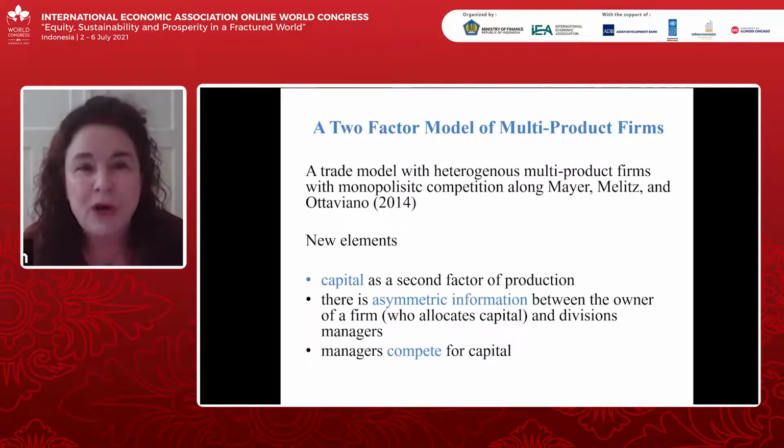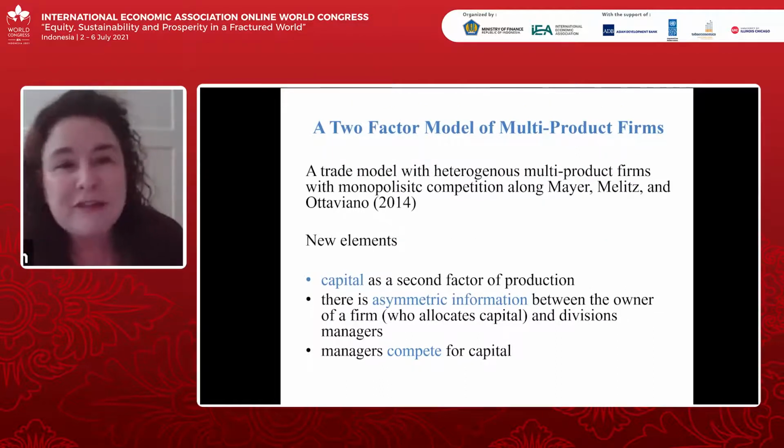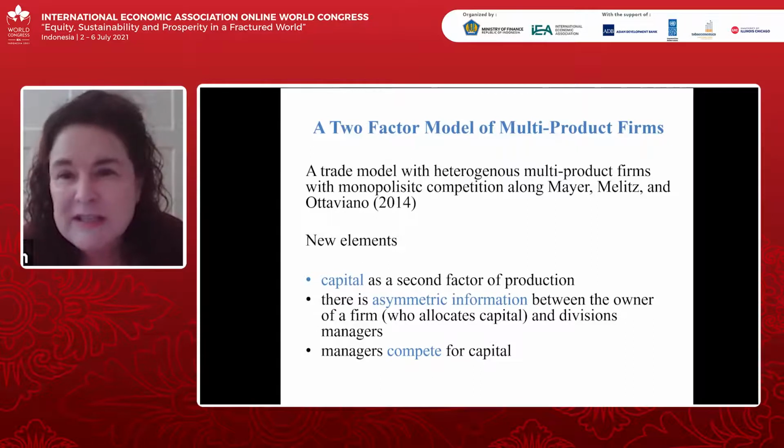So I'm coming to the model. We have a trade model with heterogeneous multi-product firms with monopolistic competition along the lines of Mayer, Melitz, and Ottaviano 2014. And we introduce new elements to this model. First, capital as a second factor of production. There is going to be asymmetric information between the owner of a firm who allocates the capital and division managers. And managers are going to compete for capital.